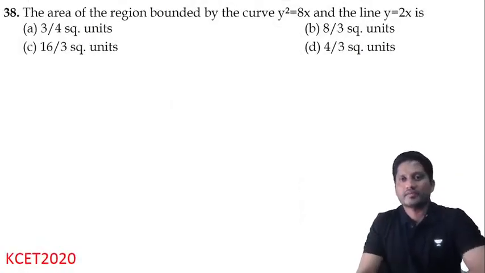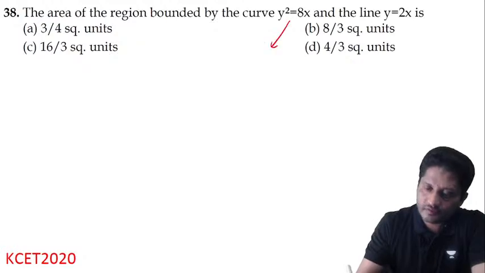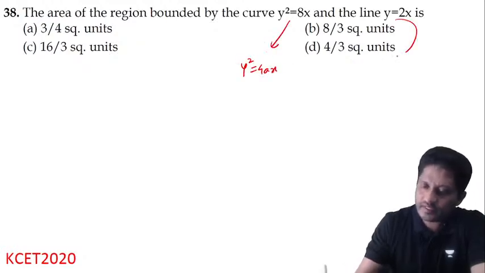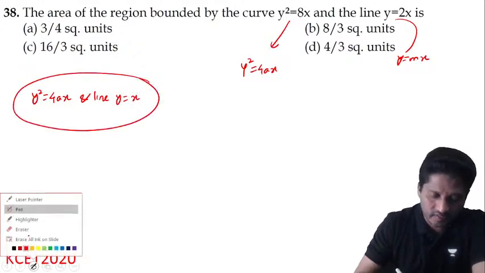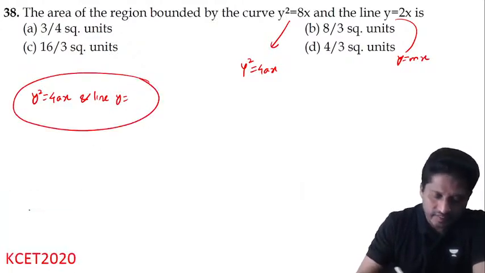The area of the region bounded by, see, this is of the form y square is equal to 4x, right? And this is the line y is equal to mx. The area bounded by y square is equal to 4ax and the line y is equal to mx is 8a square by 3m cube.